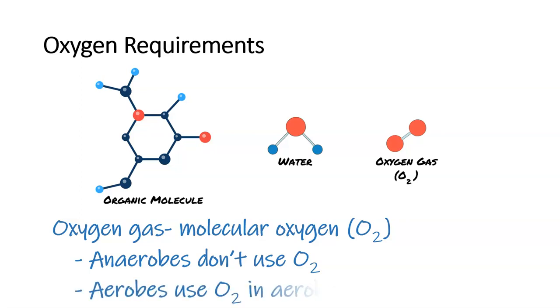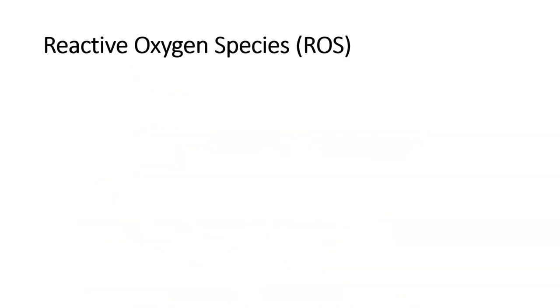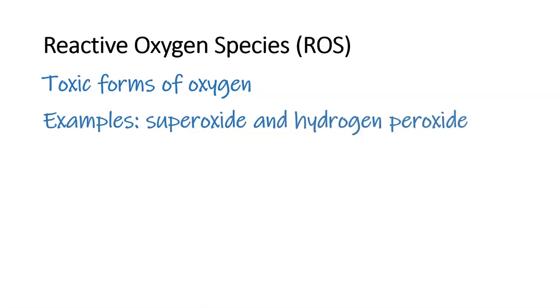Organisms that use oxygen in aerobic respiration are called aerobes. Aerobes grow much faster than anaerobes because of their ability to quickly extract energy from their food. One drawback to living in an atmosphere rich in oxygen gas is the presence of what are known as reactive oxygen species. These are toxic forms of oxygen that can react with and damage biological molecules. Examples of reactive oxygen species include things like superoxide and hydrogen peroxide.